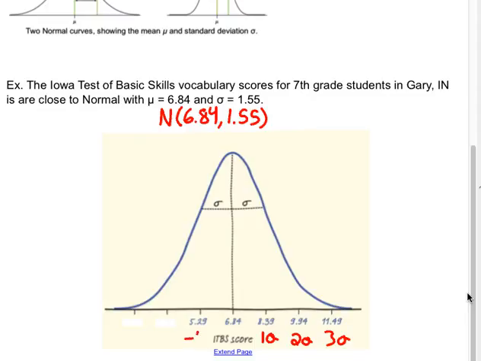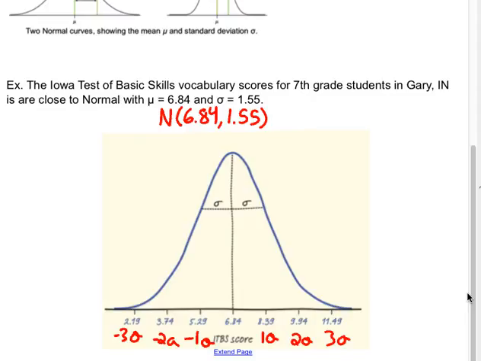Then 1 standard deviation below, 2 standard deviations below, and 3 standard deviations below. So again, that's how I would sketch any density curve that I need. Start with the middle and then just work your way out. 3 standard deviations on either side would be appropriate to show.